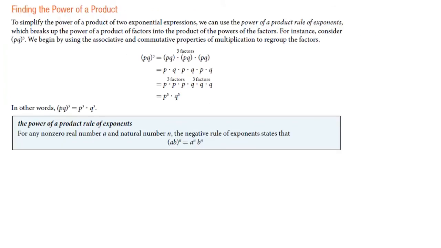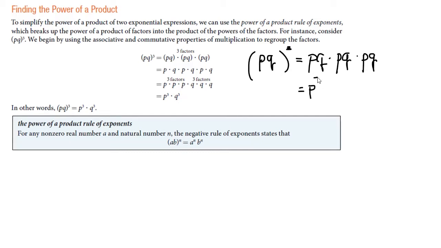Now we'll talk about finding the power of a product. To simplify the power of a product of two exponential expressions, we will use the power of a product rule of exponents. So here we have PQ as a base cubed. Of course, that's PQ times PQ times PQ. And that gives me 3 factors of P. So it's P cubed times Q cubed. And that suggests this power of a product rule of exponents. The base is AB to the power n, and that's going to be A to the power n times B to the power n.